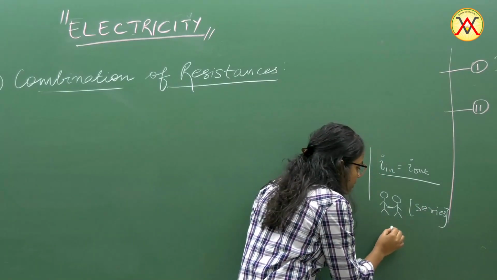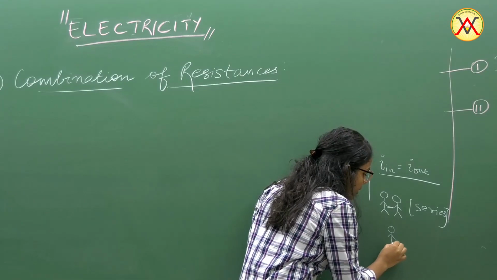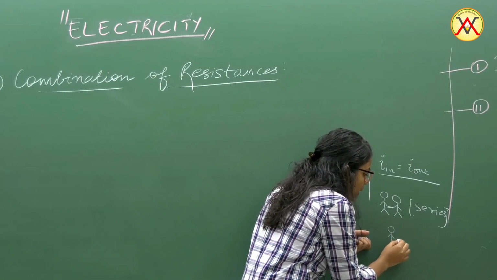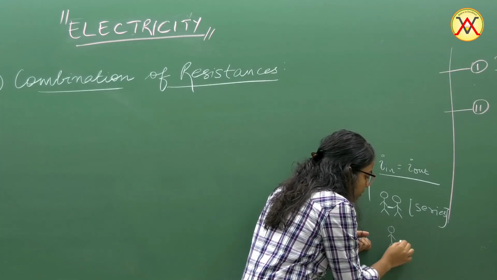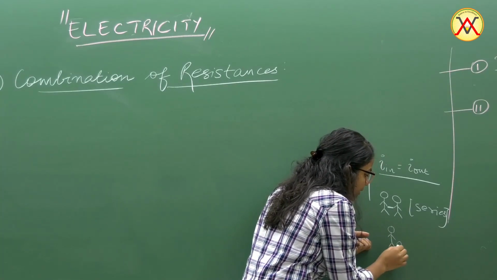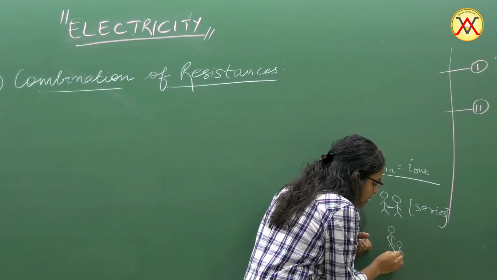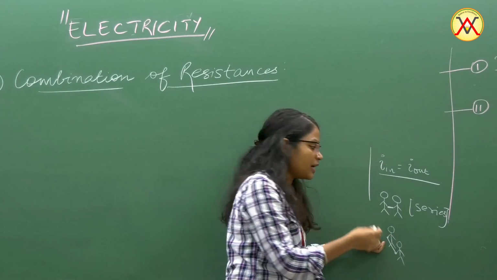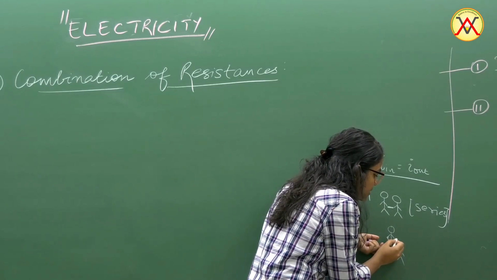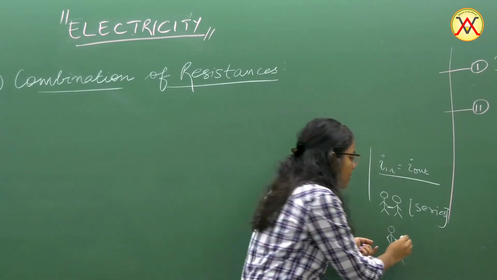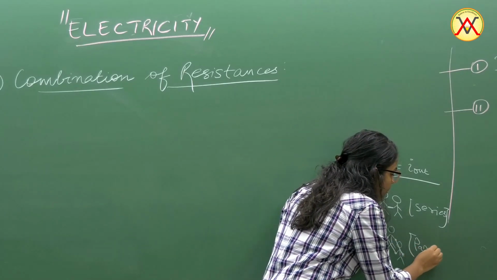Or simply make two persons stand one after the other, and then the left hand of one person is connected to the left hand of another, and the right hand of this person is connected to the right hand of another person. Right? This is known as parallel combination.